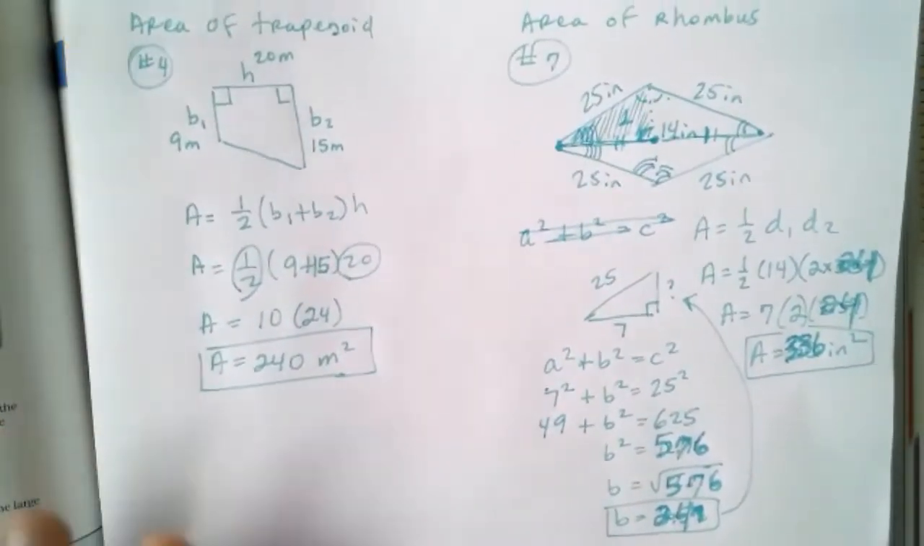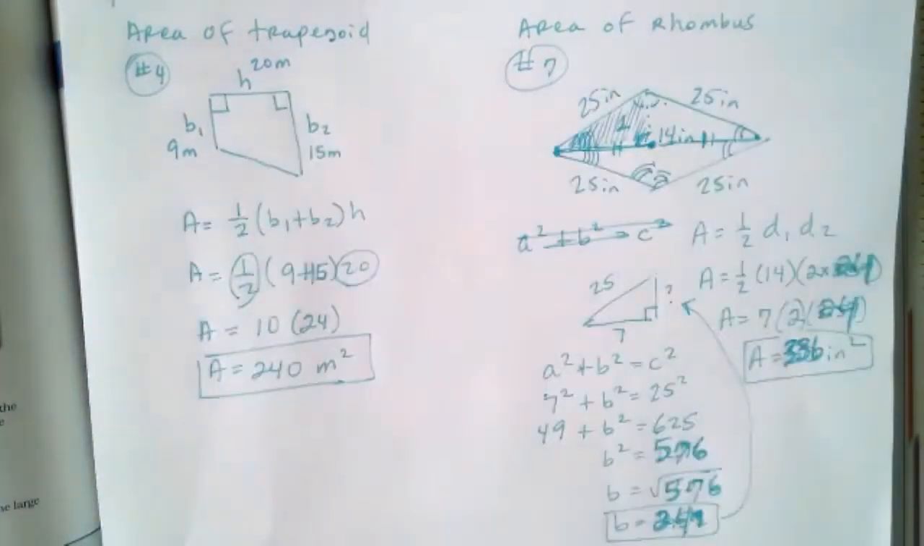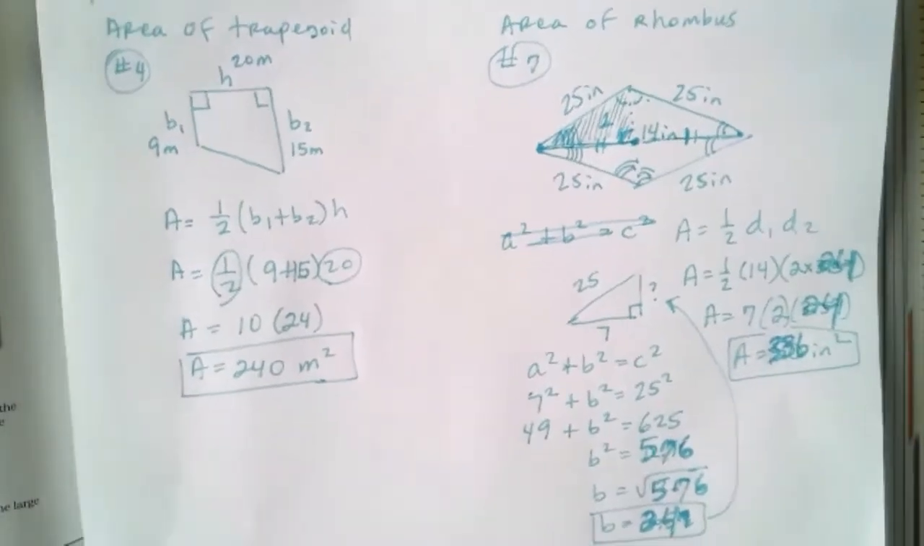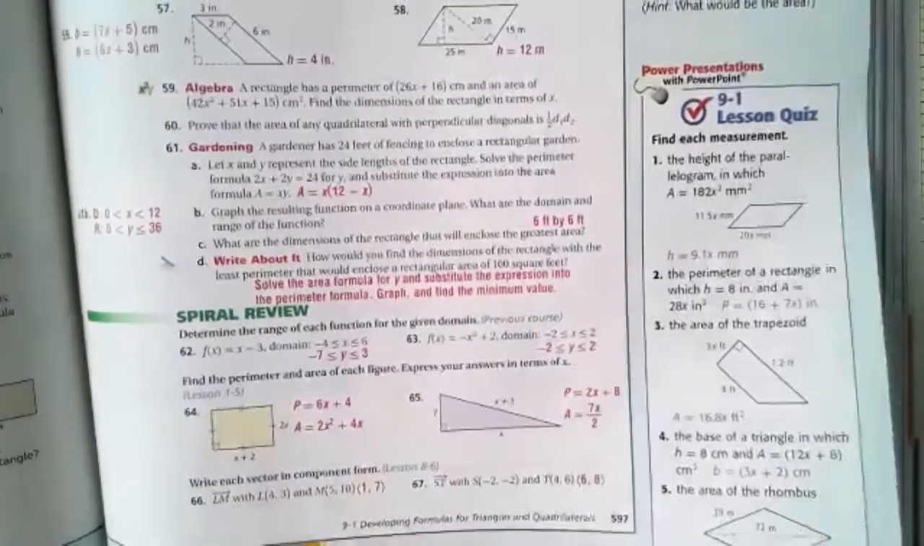Okay, so we got the area of a trapezoid and the area of a rhombus. We went over the properties of a rhombus there just to kind of reiterate some things. Now let's go work on section 9-2. I'm not going to worry about all these problems here because we just don't have the time to go over those.